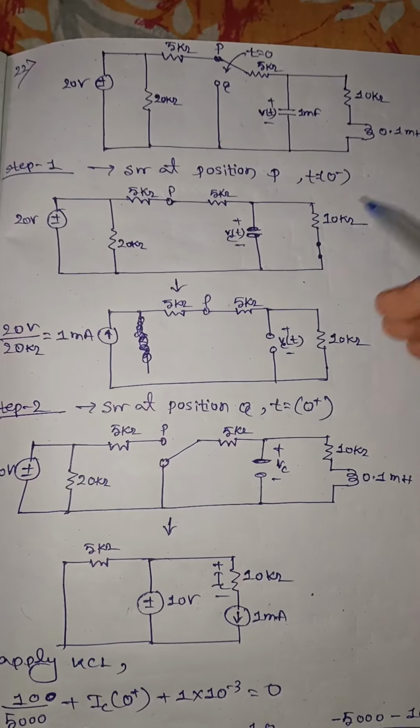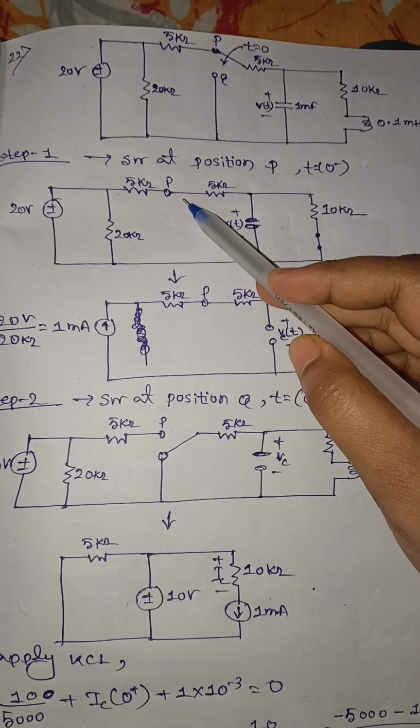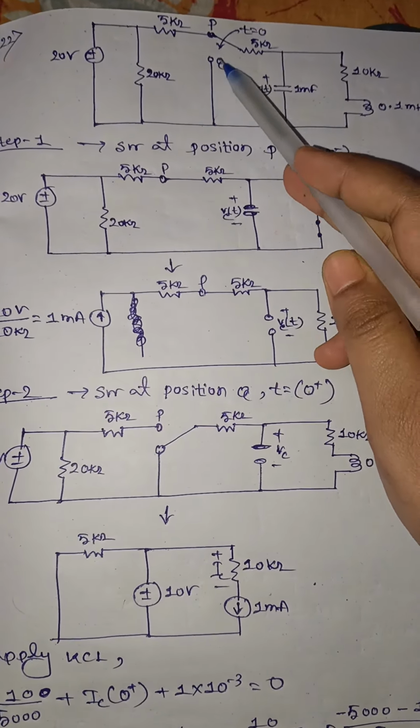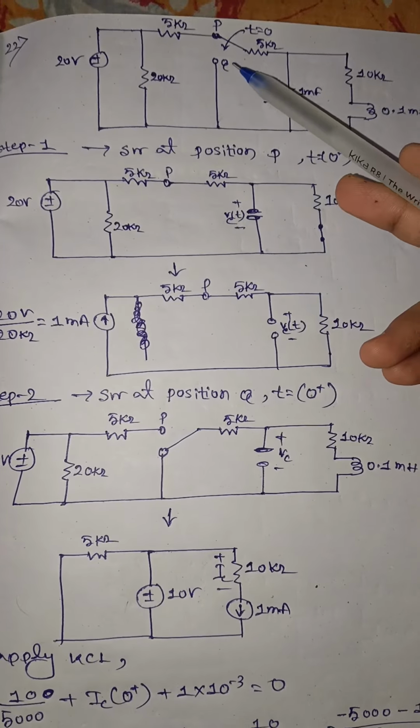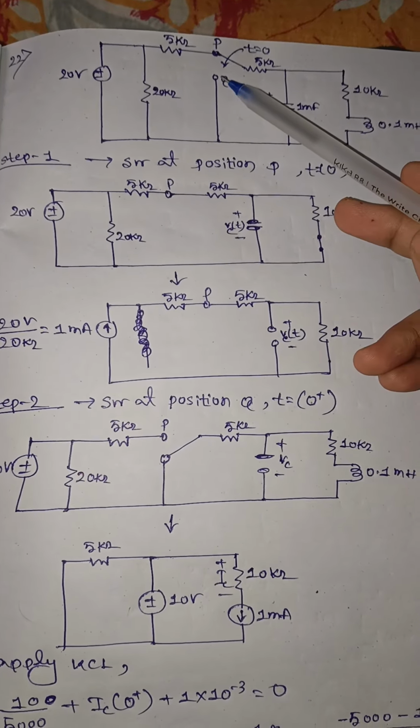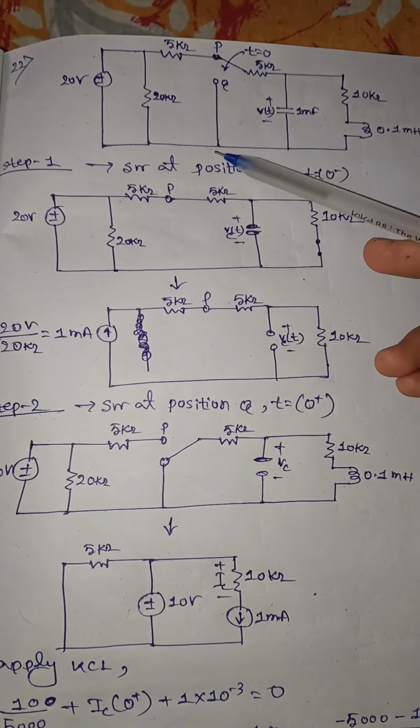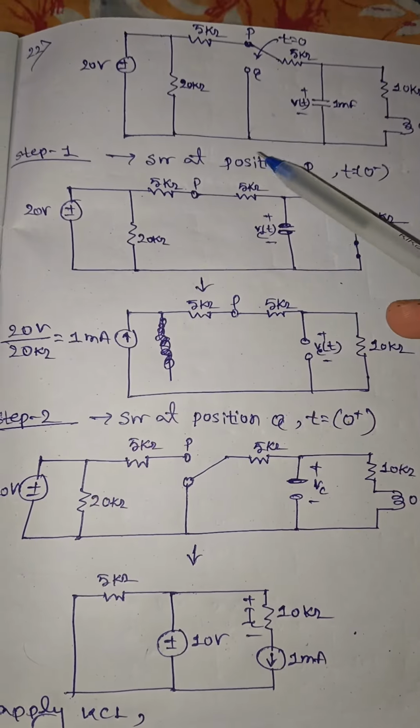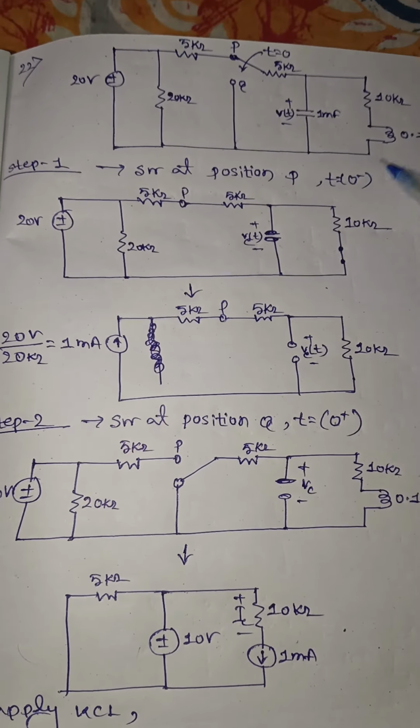Now the switch is connected to the P terminal, so it is a short circuit. On the other hand, the Q terminal is an open circuit. So this line is not needed now because nothing is working there. Now the capacitor is an open circuit and the inductor is a short circuit.